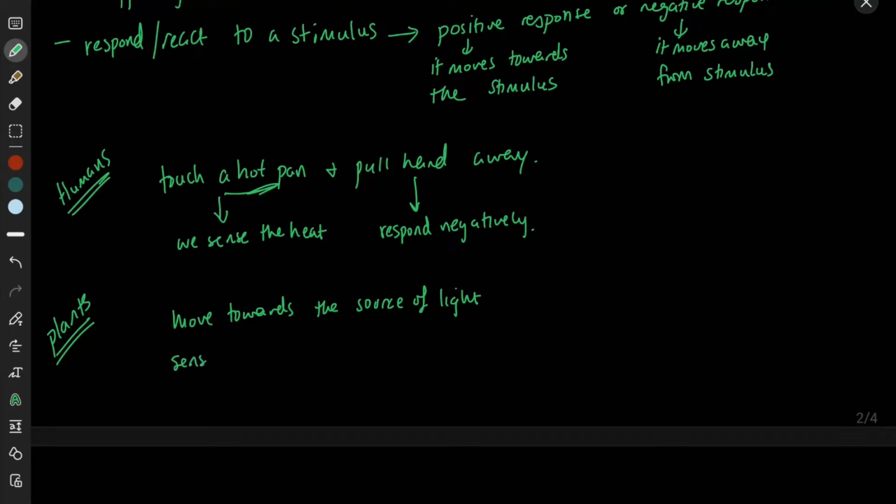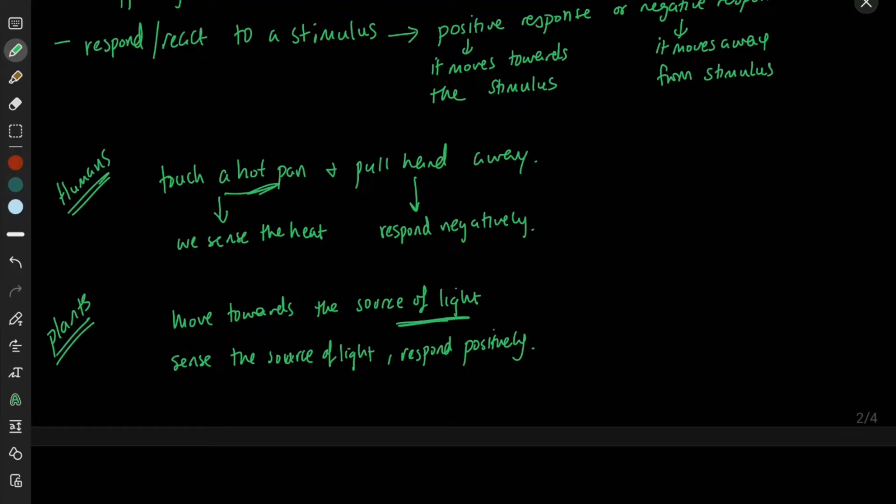So they can not only sense the source of light, but they also respond. In this case, they respond positively, right? Because they're moving towards the stimulus, which is the source of light. So that's just another example.